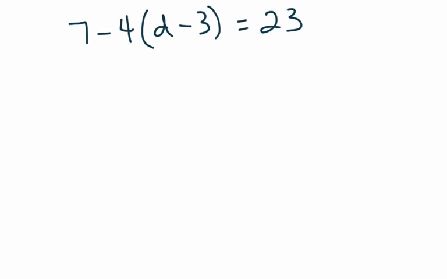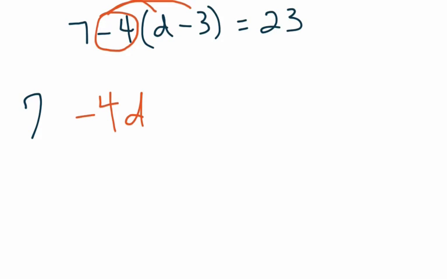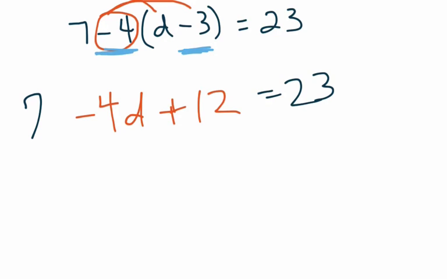So the first thing you should have done was to take the -4 and distribute it. The 7's just going to come down the way it was. But -4 times d is -4d. And -4 times -3 is going to give you a positive 12. And that's going to equal 23. So I'm going to rewrite this to make it a little bit neater.